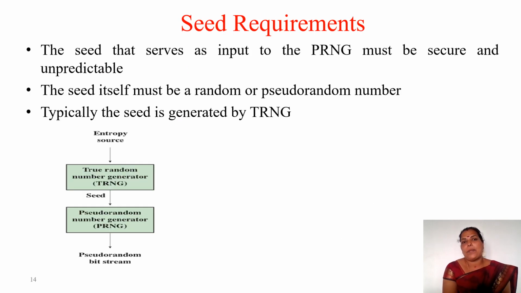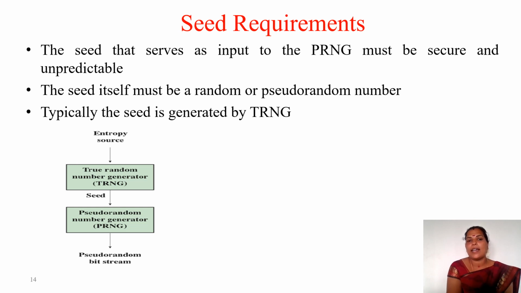The seed requirements: the seed that serves as input to the pseudo random number generator must be secure and unpredictable, and the seed itself must be a random number that we already know, because the seed is generated from the true random number generator. So the seed is also a random number only. Typically the seed is generated by the true random number generator.